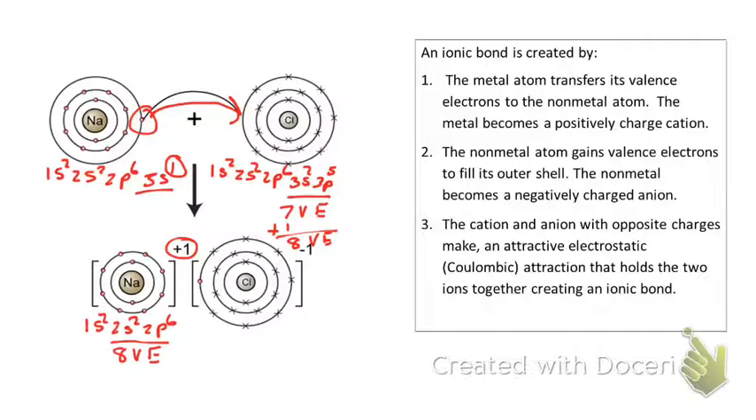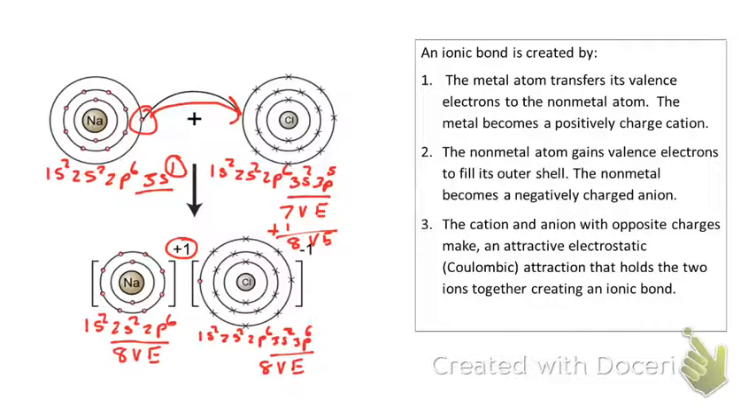Chlorine's new electron configuration is 1s2, 2s2, 2p6, 3s2, and 3p6. So, in its valence shell, it has a total of 8 electrons, 6 from the p orbital and 2 from the s orbital, giving itself 8 valence electrons.